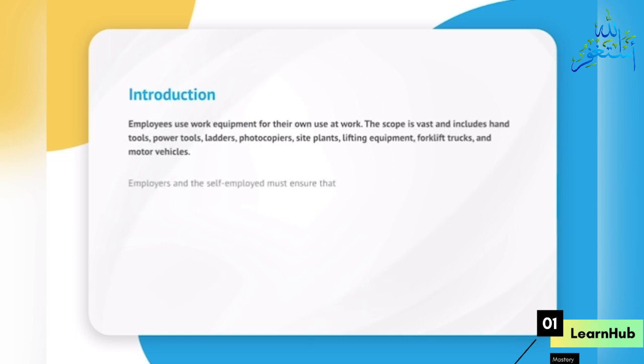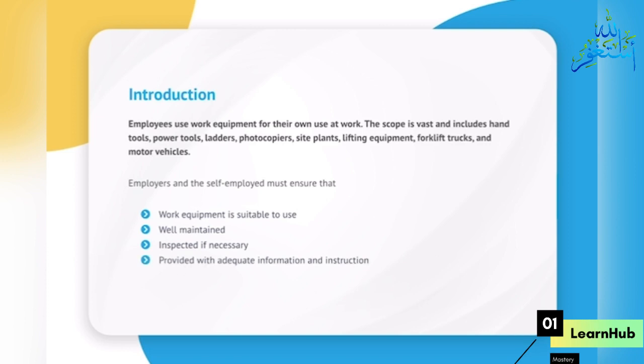Introduction. Employees use work equipment for their own use at work. The scope is vast and includes hand tools, power tools, ladders, photocopiers, site plants, lifting equipment, forklift trucks, and motor vehicles. Employers and the self-employed must ensure that work equipment is suitable to use, well maintained, inspected if necessary, provided with adequate information and instruction, and only used by those who have received proper training.